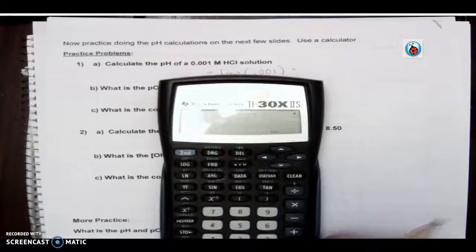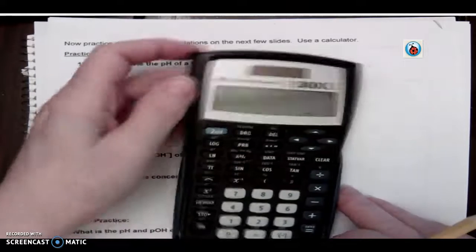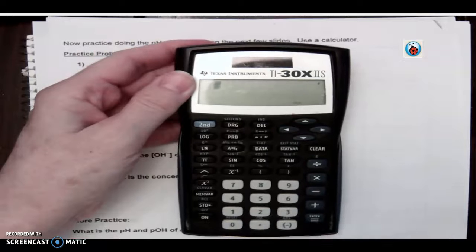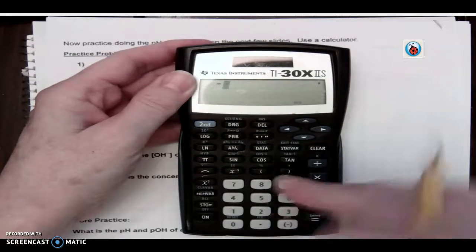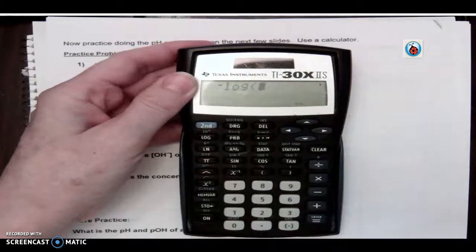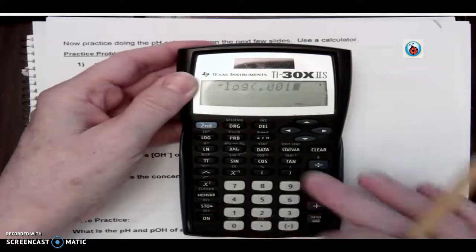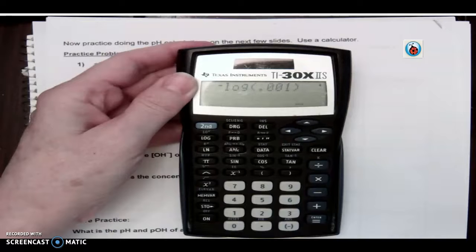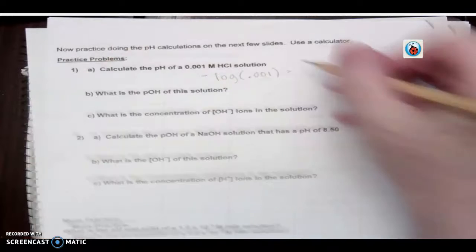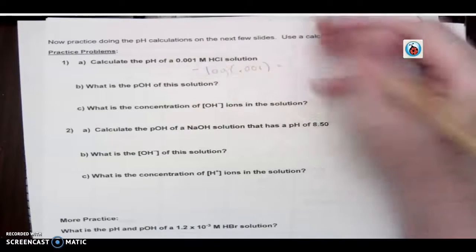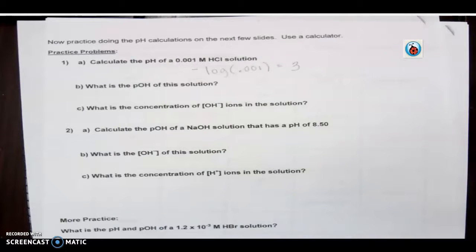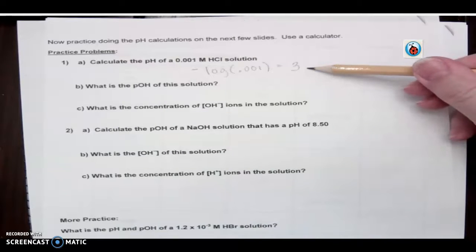So that's exactly what I'm going to type in this calculator here, and I hope you can see it. I'll hold it up a little bit. Okay, we're going to take negative, and then we're going to do the log button. Right here, the log button is here, and I'm going to put in my concentration, which is 0.001, and close my parentheses. Everybody see that? Negative log 0.001. And I'm going to hit enter. Okay, and there's my answer, 3. So the concentration is 0.001. That gives us a pH of 3, which would make sense because we know an acid has a pH below 7.